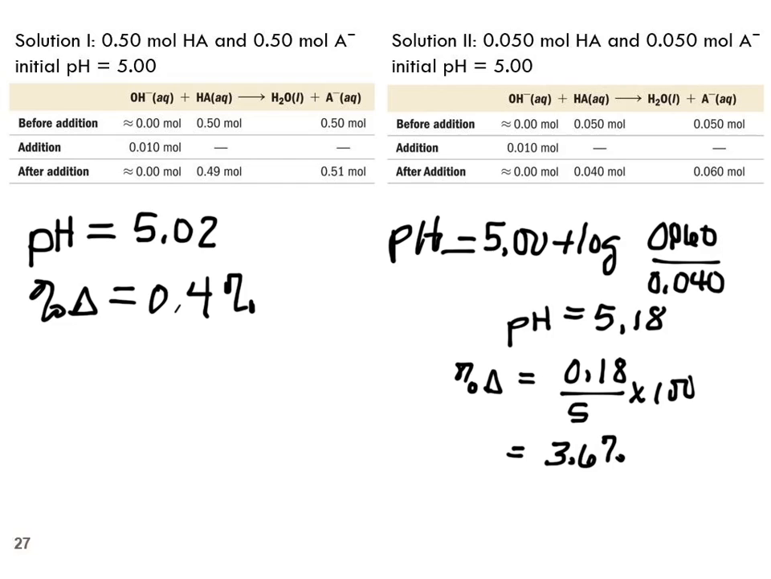Yeah, so the percent difference is 9 times bigger because the concentrations were 10 times smaller. Now, is there a relationship in there? A little bit. The idea is higher concentrations of your buffer components give you a more effective buffer.